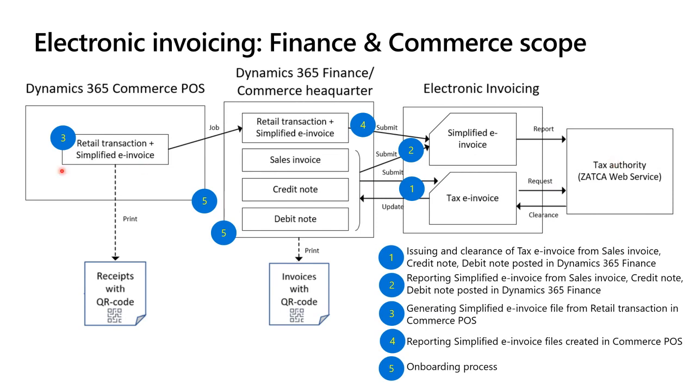And for retail, we also enable Dynamics 365 Commerce POS to generate the simplified invoices during the retail transactions, and of course, printing the QR code in the receipts, right? But the communication of the simplified invoices is not done directly to Zatka, right?